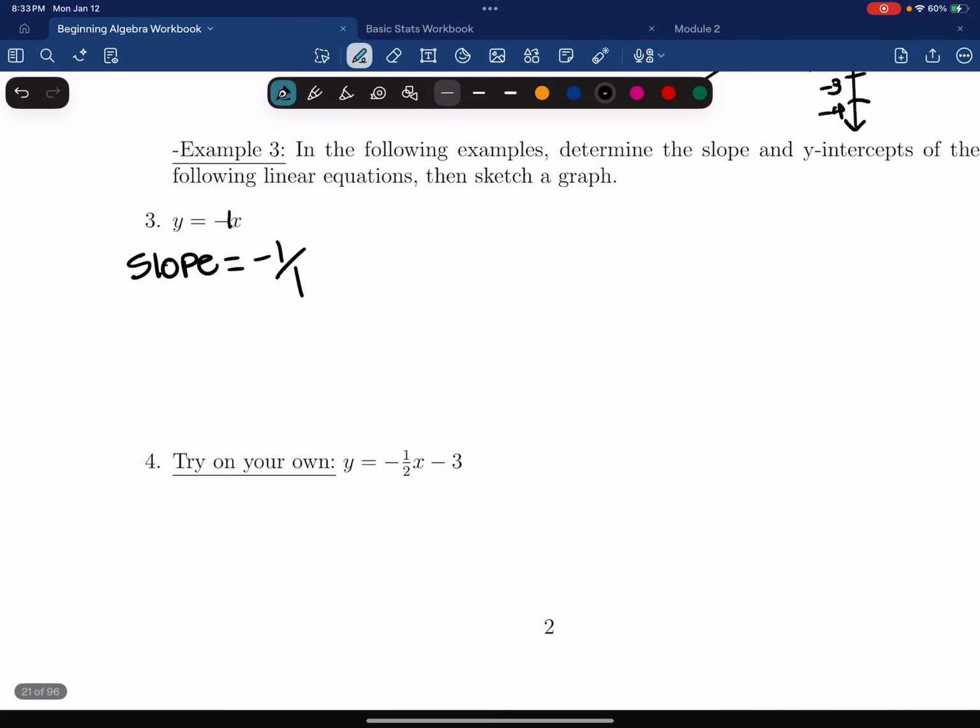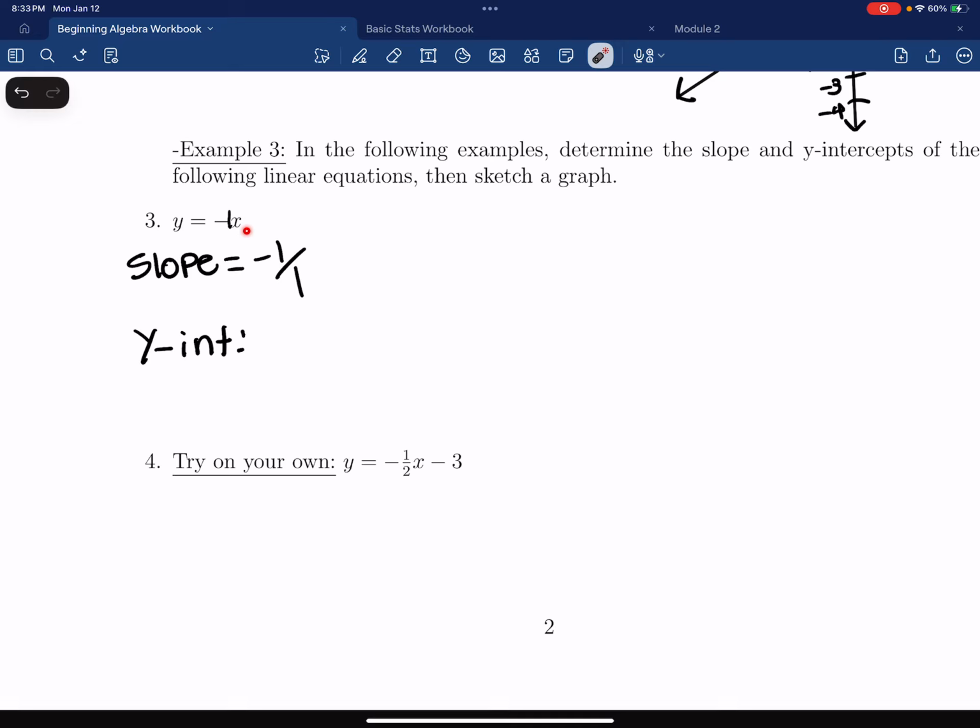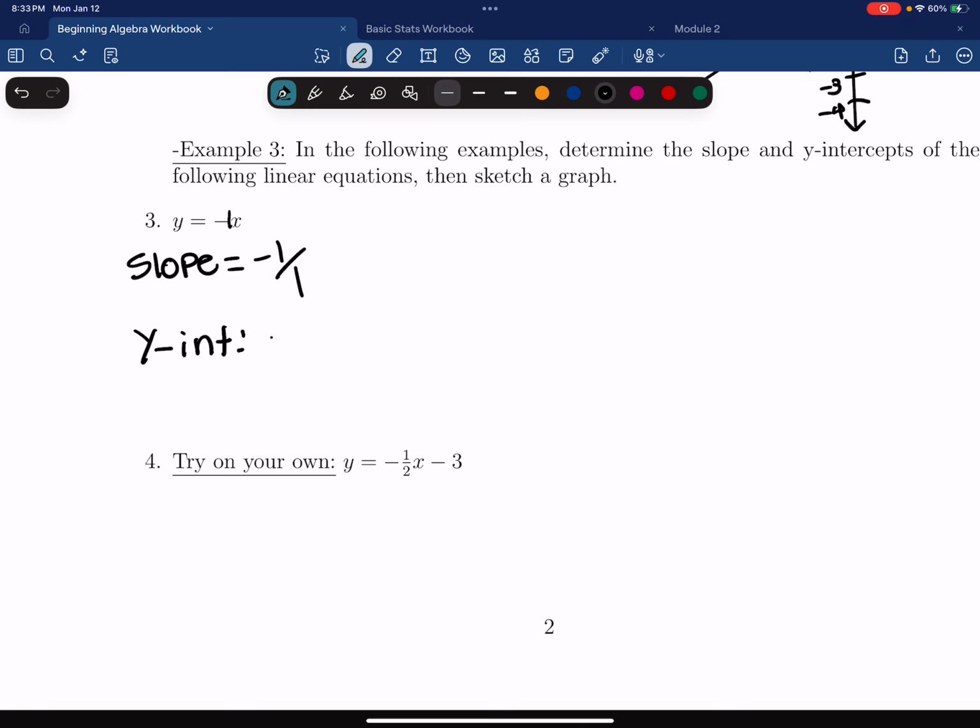And then your y-intercept, well, we don't have a plus or minus b value here. So that tells us that our y-intercept is at the point when x is 0. So our y-intercept is at the origin, 0, 0. So let's graph this, see what it looks like.